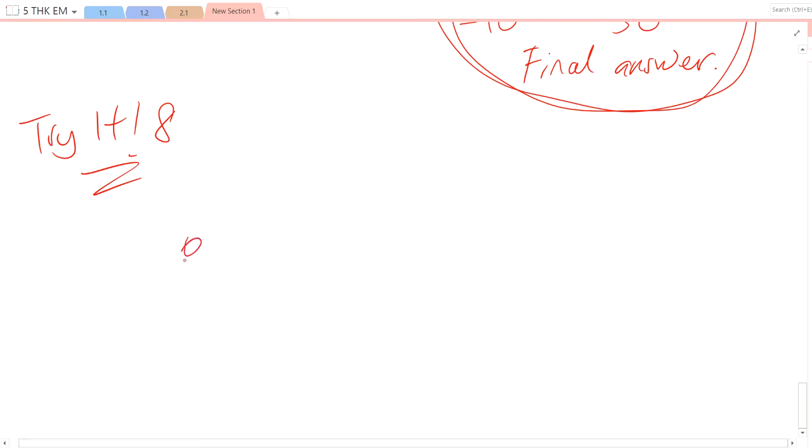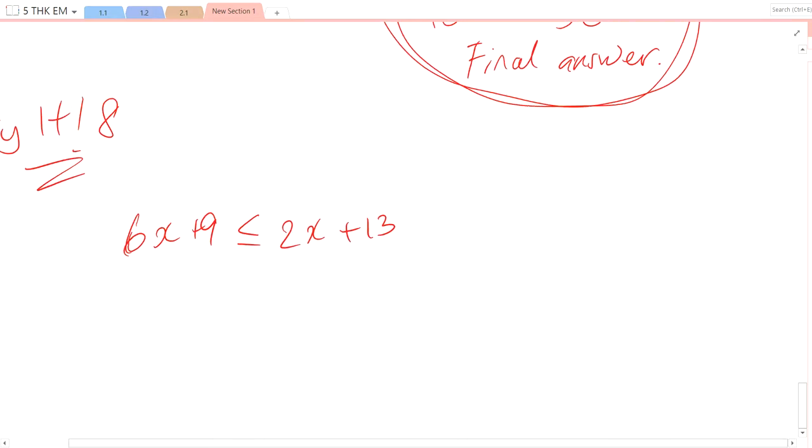Inequalities: 6x plus 9 less than or equal to 2x plus 13. Slightly more complex now, and 2x minus 8 less than 7x plus 12. So the first linear inequality, we've got 4x less than or equal to 4. X is less than or equal to 1.